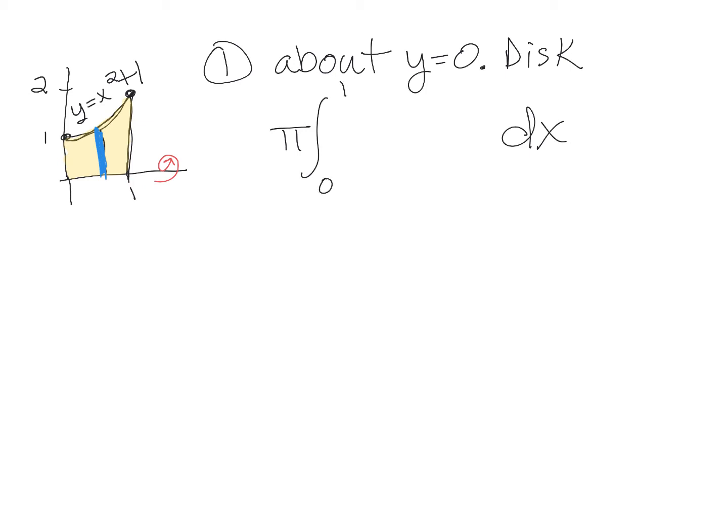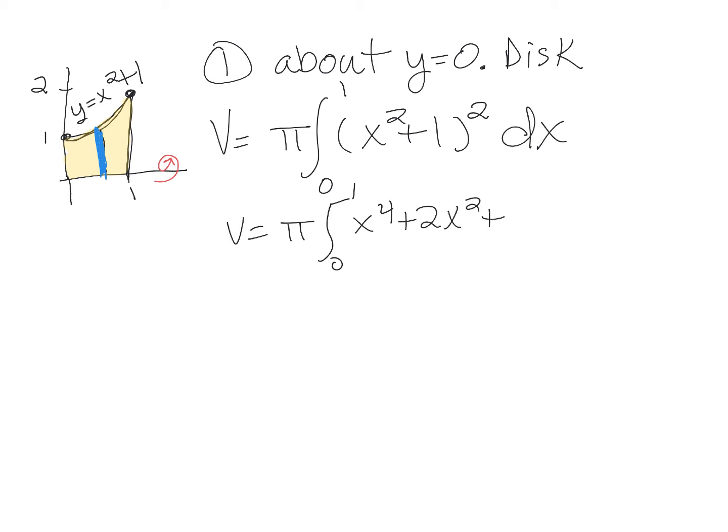Disk method is pi r squared, and dx is the h. So the radius is the distance from the axis to the curve, and that value would just be the function itself. So the first thing you need to do is simplify your integrand. So you're going to FOIL this out. Don't be lazy. We still have to integrate after we simplify. Don't forget to integrate. So here we have the FOILed method here. Integrate, add 1 to the power, divide by the power all the way through.